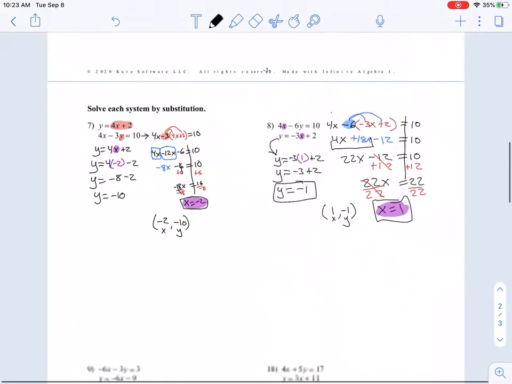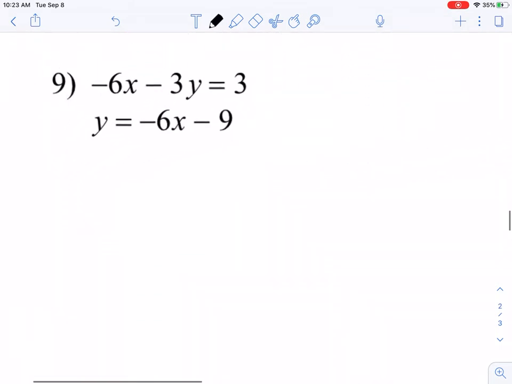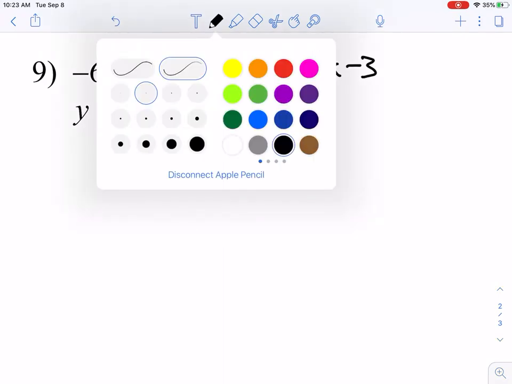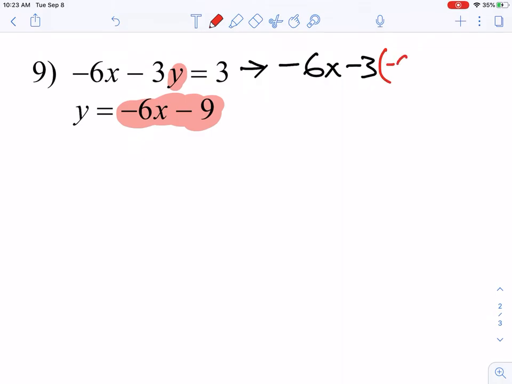All right, let's just do a couple more of these. Again, repetition builds fluency. The more we see it, the more comfortable we should be with it. So I'm going to substitute. So I have negative 6x minus 3, and then I'm replacing y with negative 6x minus 9. And then I finish writing out my equation equals 3. I guess I wanted a red parenthesis there.